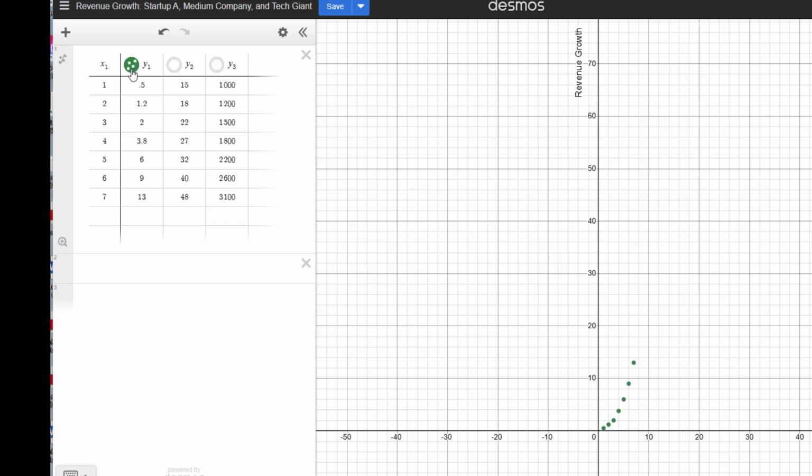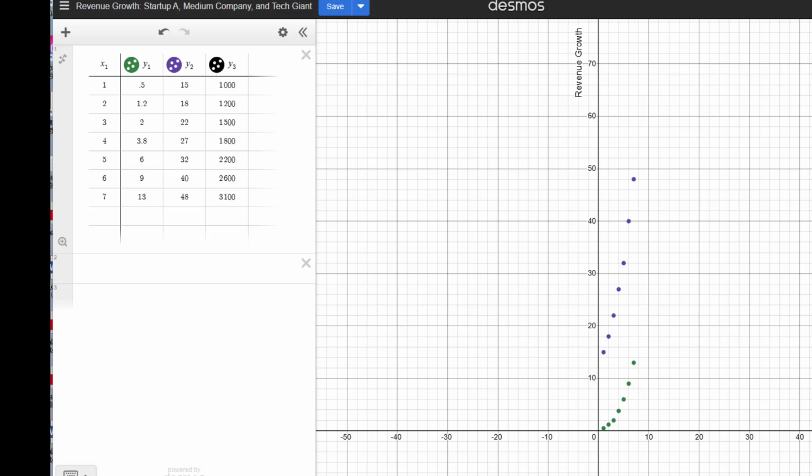As I click on startup, it is represented by these green dots. Our x-axis is time in years, and this study took place over a 7-year period. So there's our startup. As we move into medium tech company, we click on medium tech company, and there's medium tech company. They have a lot more growth, right? They started with a growth rate at 15 versus a half, right? So they're already higher up on the y-axis, and they're creating a lot more growth, but it's all still within a 7-year time period. Then we click on tech giant.